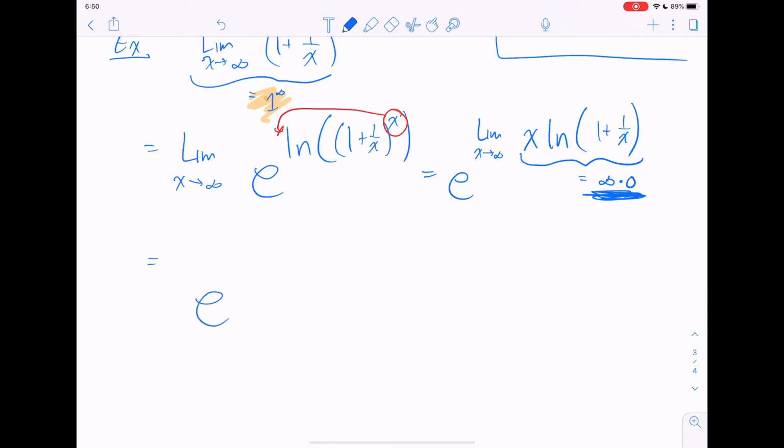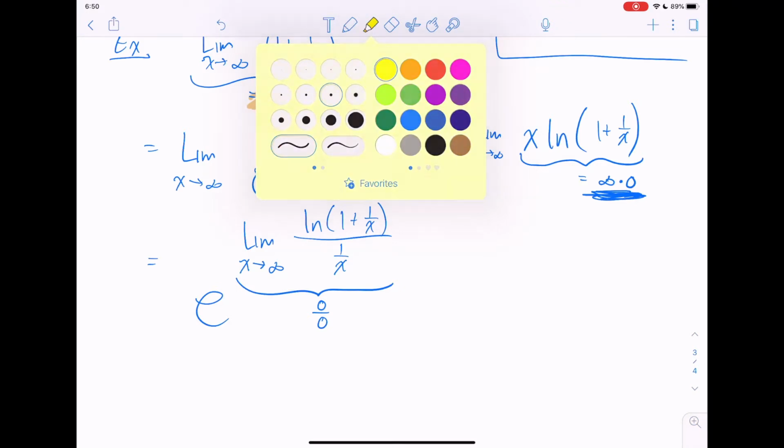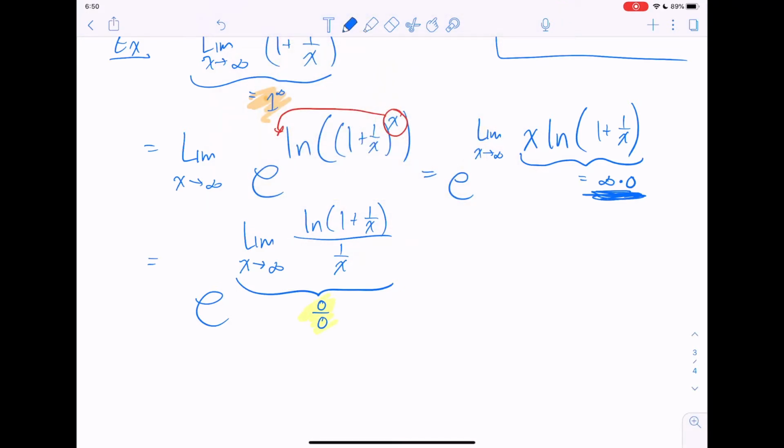So we're going to get e to the limit as x goes to infinity of the natural log of 1 plus 1 over x, over 1 over x. And now we see that this limit is of the form 0 over 0. That is really good because that means L'Hopital's works. So now we can use L'Hopital's rule to rewrite this as e to the limit as x goes to infinity of what?